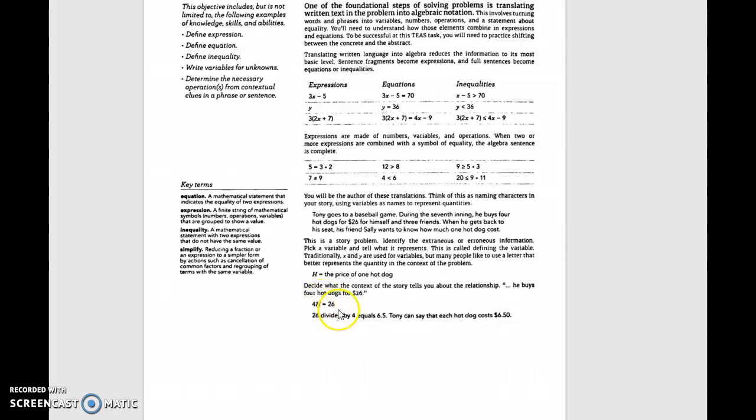To solve this equation, we know it's an equation because it was equal to, we're going to take 26 divided by 4 equals 6.5. So when we check our answer, it says Tony knows that 1 hot dog is going to cost $6.50. Now, does that sound reasonable? At a ballpark, that probably is a reasonable answer. And the way that you would check it is, if 1 costs $6.50, multiply that price by 4 and see if it gets you $26, which you will.